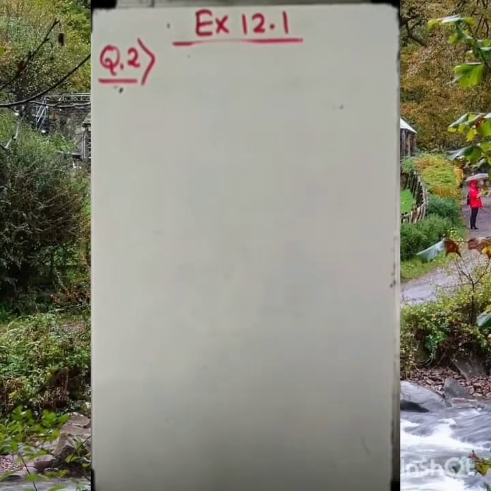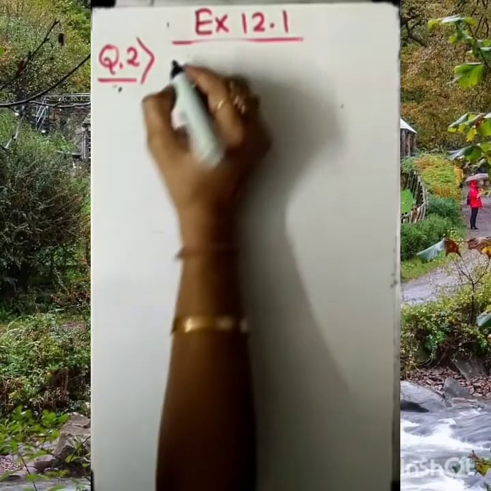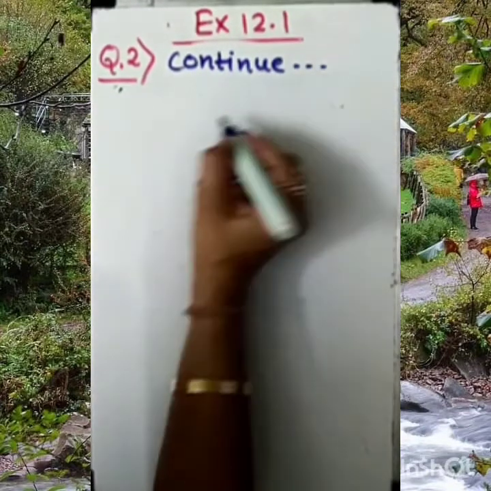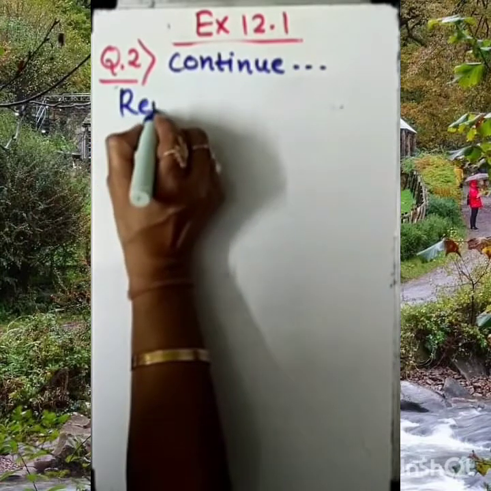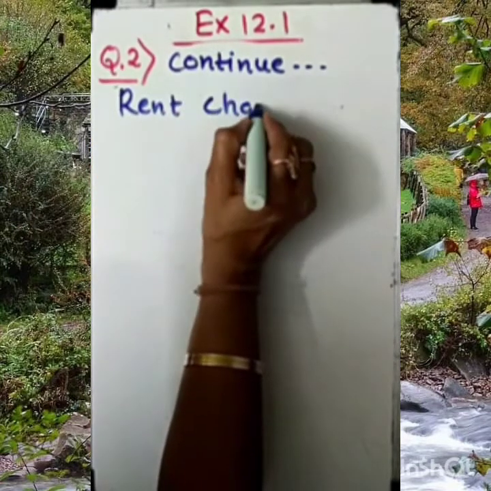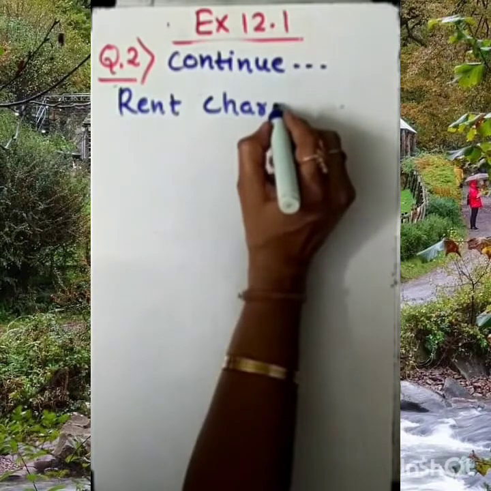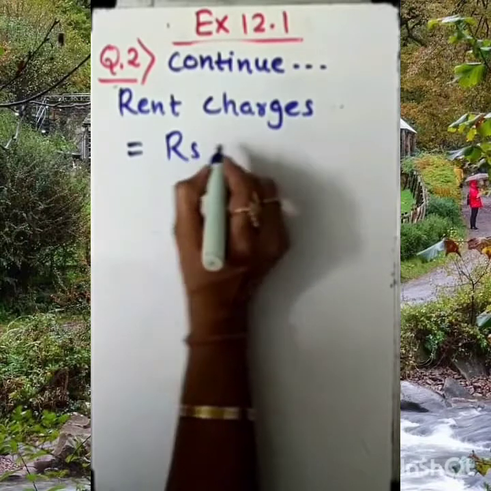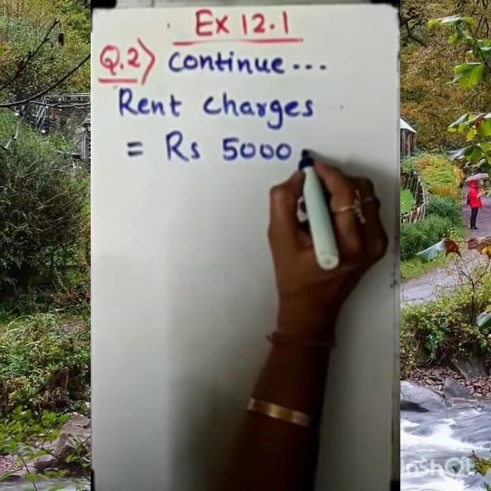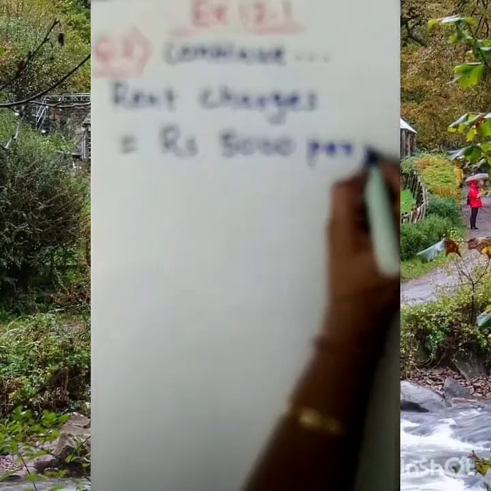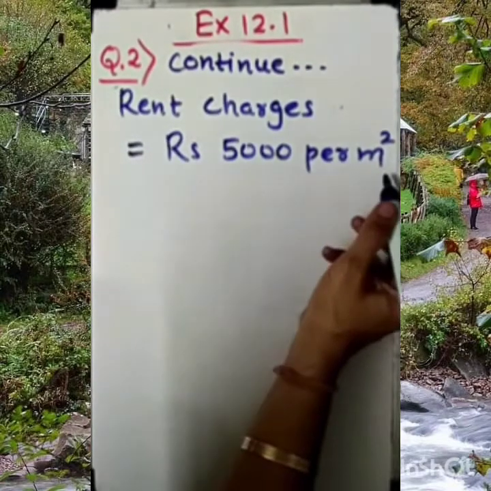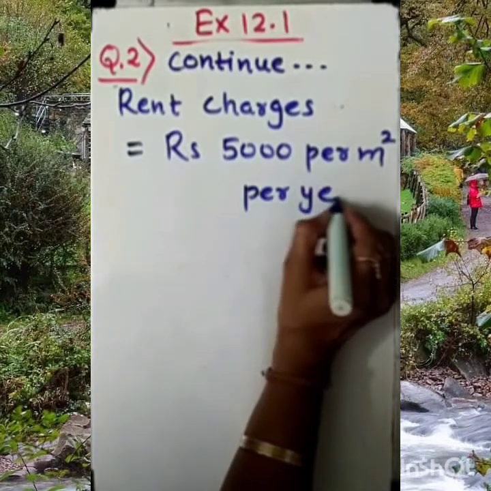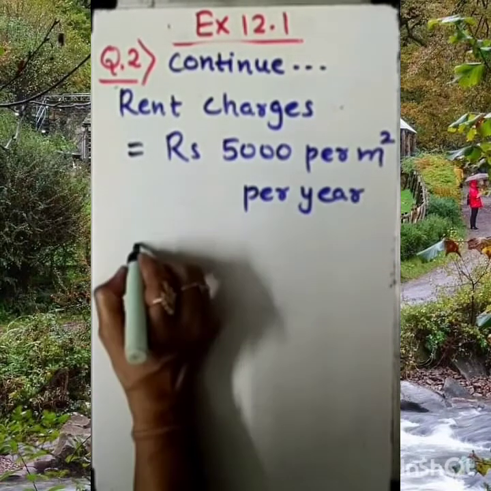Yes, student, according to the question, we want to find rent charges. In the same question, in continuation, we want to find the rent charge. It is given 5,000 rupees per meter square per year. This is the charge per meter square per year. Per year means for 12 months. So we need to convert it.